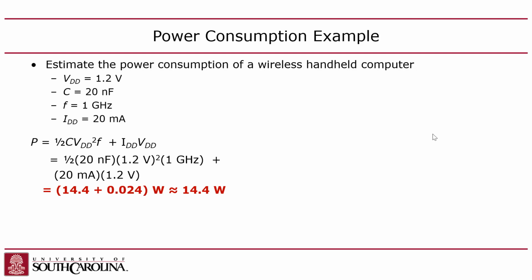You have to add the static and the dynamic. So this first term, the dynamic power consumption, is 1/2 capacitance times voltage squared times frequency, multiplied together. And then the static is just the leakage current multiplied by the supply voltage, right? So you can get the total power consumption.